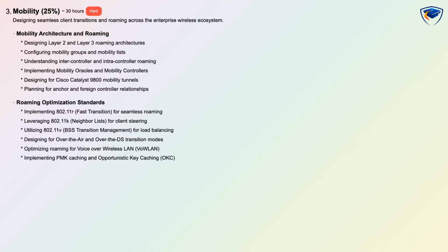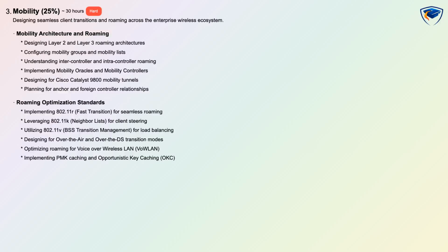Mobility makes up 25% of the exam and focuses on designing seamless client transitions and roaming across the enterprise wireless ecosystem. Difficulty is hard, estimated learning time hours is 30, and the assessment type is scenario-based. You will study mobility architecture and roaming including Layer 2 and Layer 3 roaming designs, configuring mobility groups and mobility lists, intercontroller and intracontroller roaming behavior, mobility oracles and mobility controllers, and design considerations for Cisco Catalyst 9800 mobility tunnels and anchor versus foreign controller relationships.